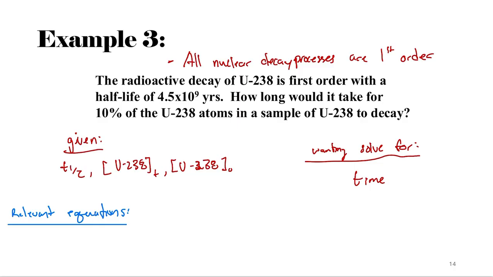Because we know it's a first order process, that means all the equations are going to be related to first order processes, right? So if they're all first order processes, what do you think we're going to need to use here? Given that we want to solve for time, we're given the half-life, and concentrations. Like I said again, we're given the concentrations in a more convoluted way.